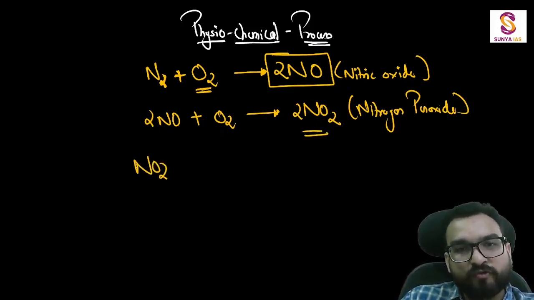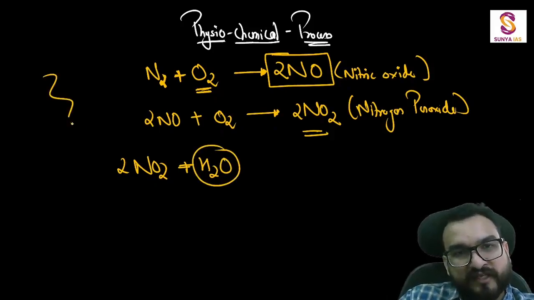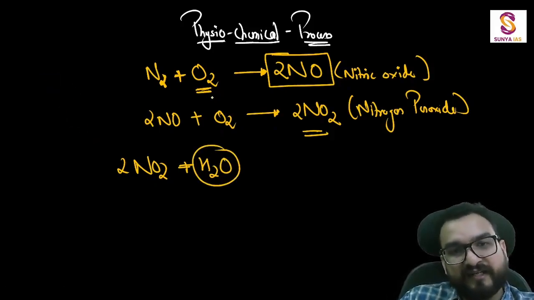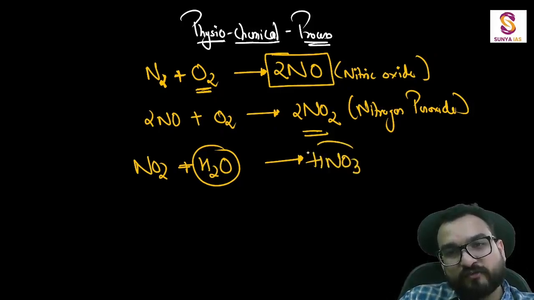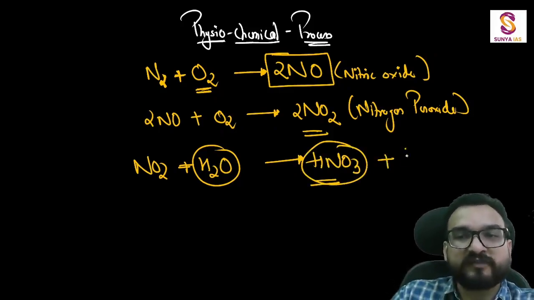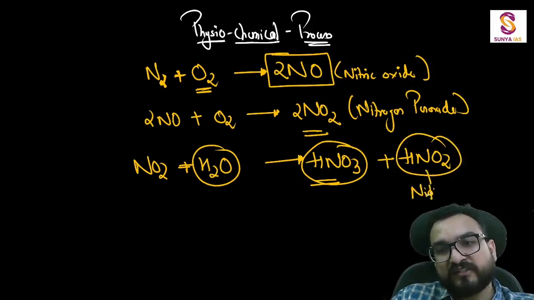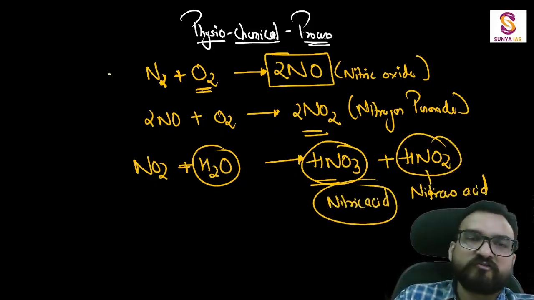Then NO2 will be reacting with water during the rain time, because we see it at lightning times, right? So when NO2 reacts with H2O, it will give you what? Acid rain. And in acid rain, I have told you HNO3 is present and H2SO4 is present. HNO3 you have got from here, or sometimes it will give you HNO2. This is nitrous acid, and this is nitric acid.